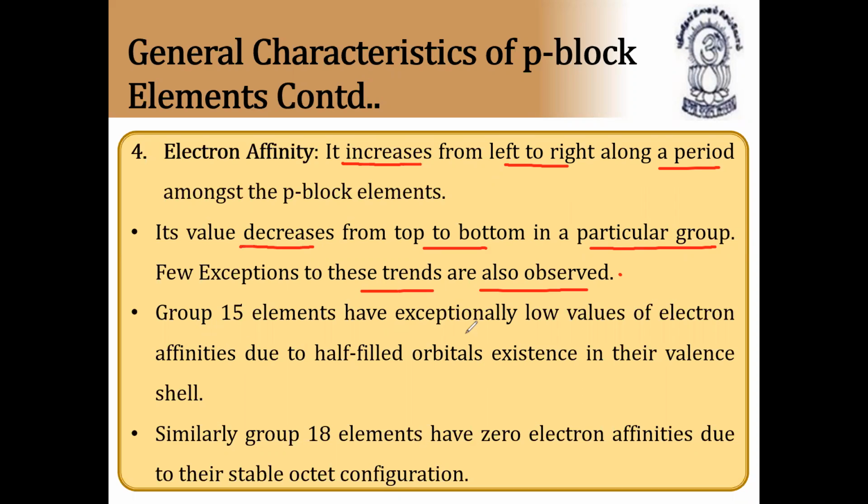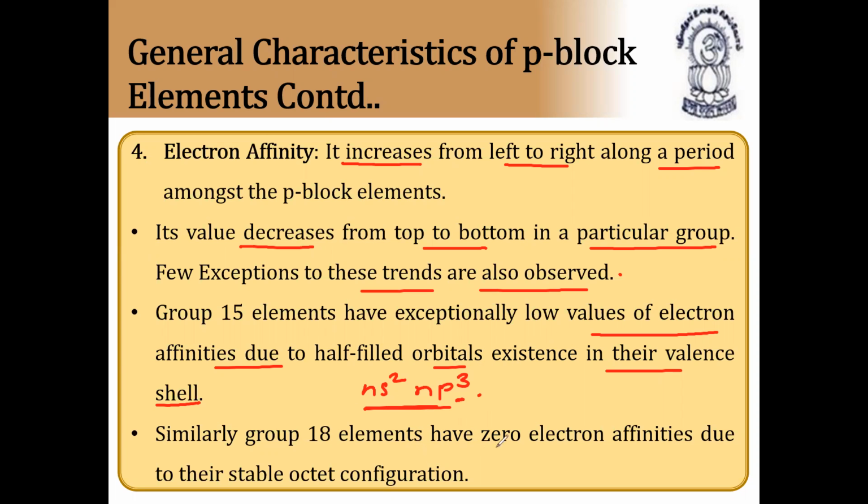Group 15 elements have exceptionally low values of electron affinities due to the existence of half-filled orbitals in their valence shell. Why? Because the outermost configuration of group 15 is ns2 np3, and the p subshell is half-filled.